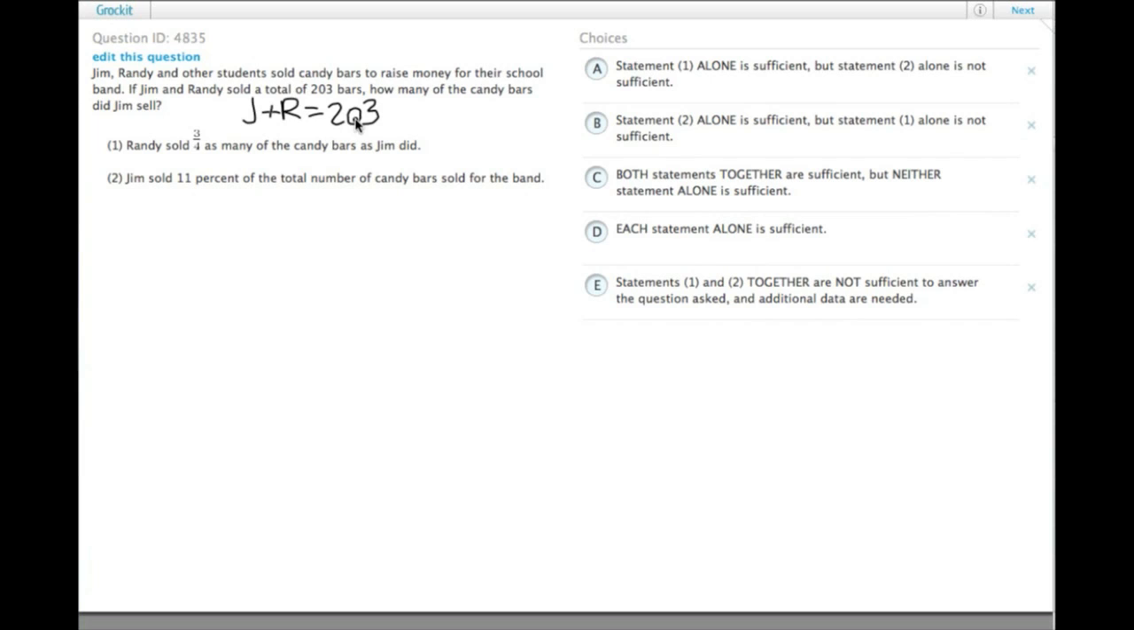We have one equation and two variables. If we get another linear equation, we will have enough to solve. Another linear equation that gives us something for J and R anyway.